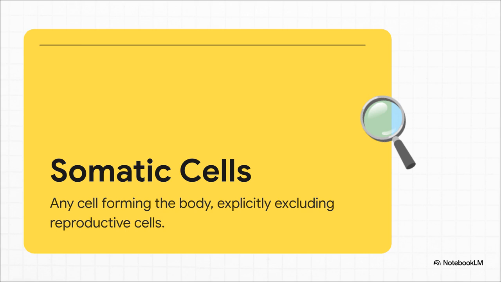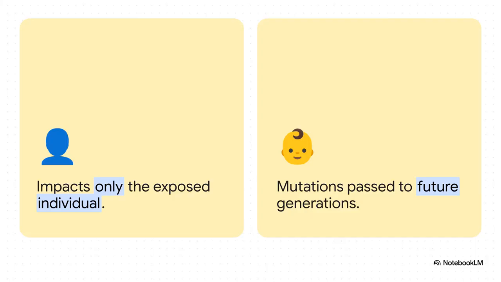Actually, fun fact for you, the word soma comes straight from the Greek word for body, so it makes perfect anatomical sense. This distinction perfectly illustrates the strict boundary of our topic today. When we contrast somatic effects with genetic effects, it's a total game changer for understanding radiation biology. Somatic effects impact only the exposed individual. So, if a somatic cell is mutated or destroyed by radiation, it leads to localized tissue damage or malignancies, like cancer, solely within that one host organism.